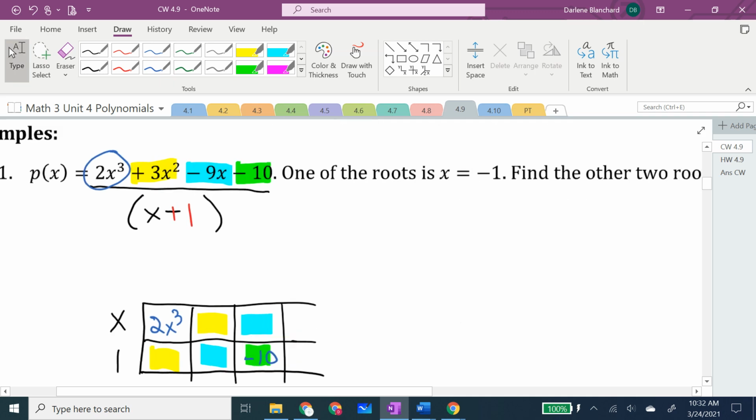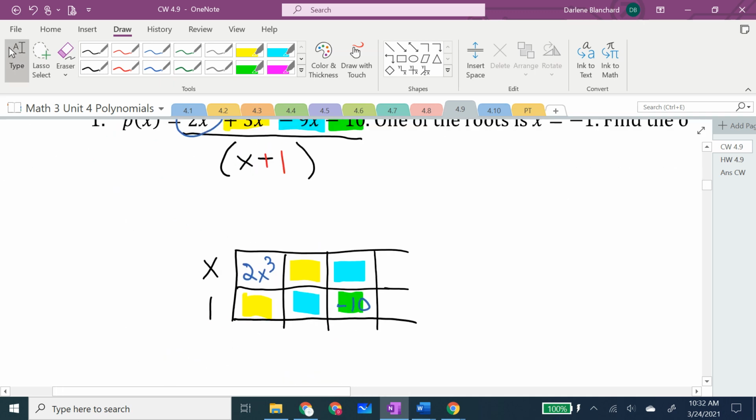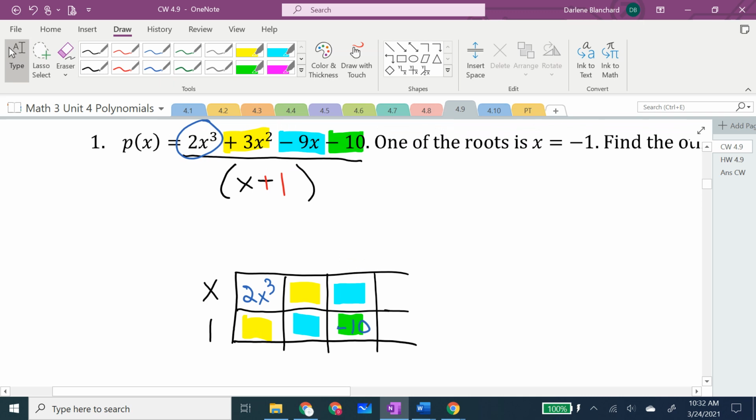So now, let's do the rest of the division process with this understanding. When I do the division process, I am looking at what goes here. X times what is 2x cubed?